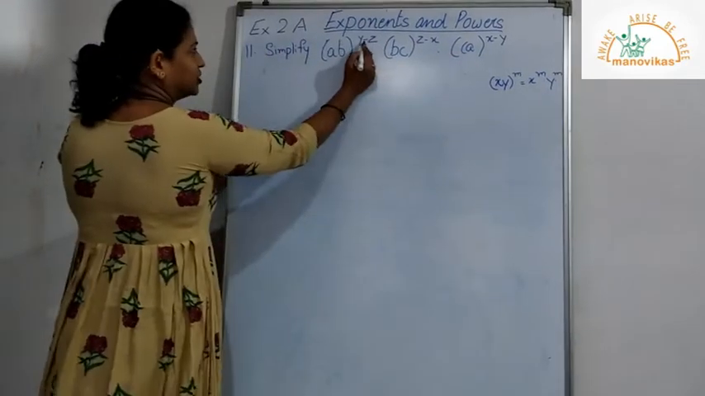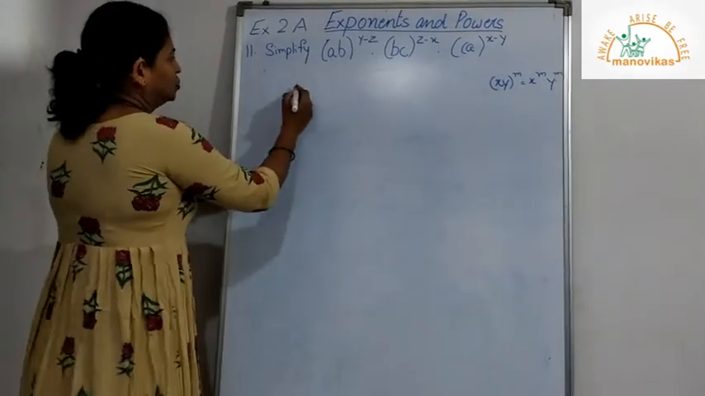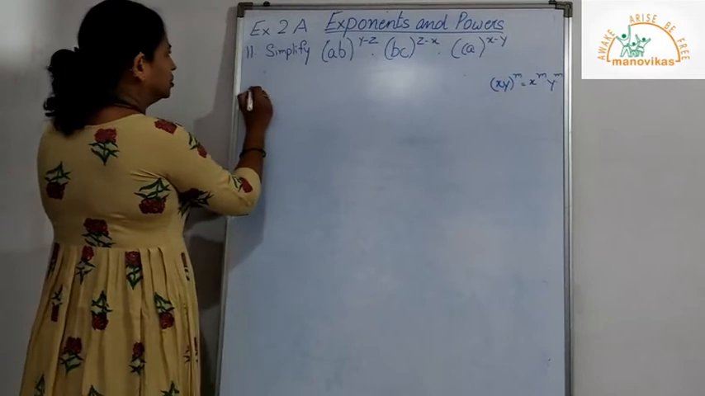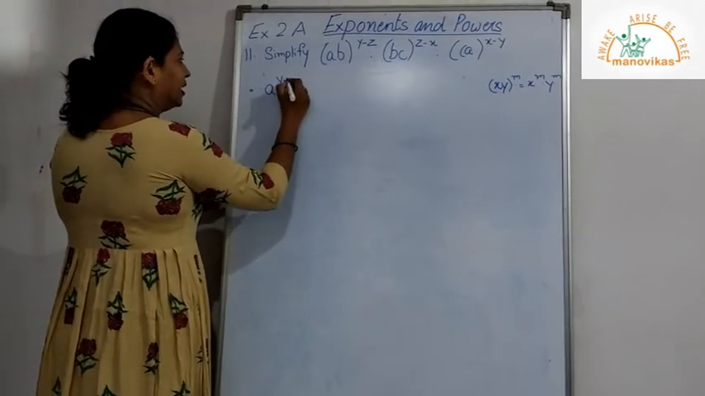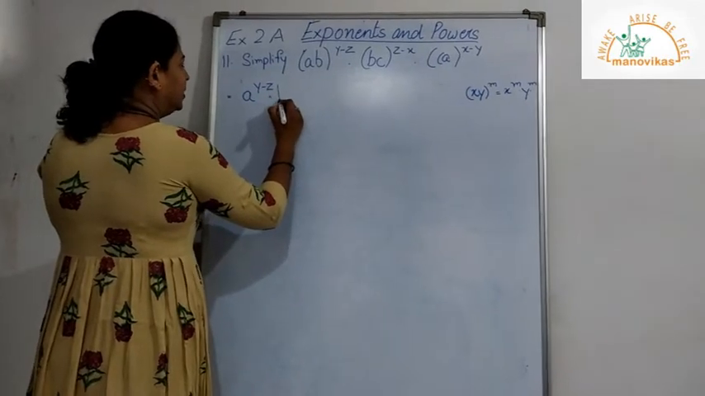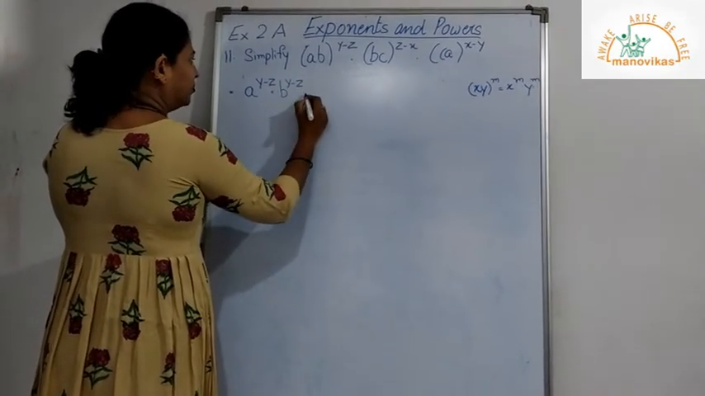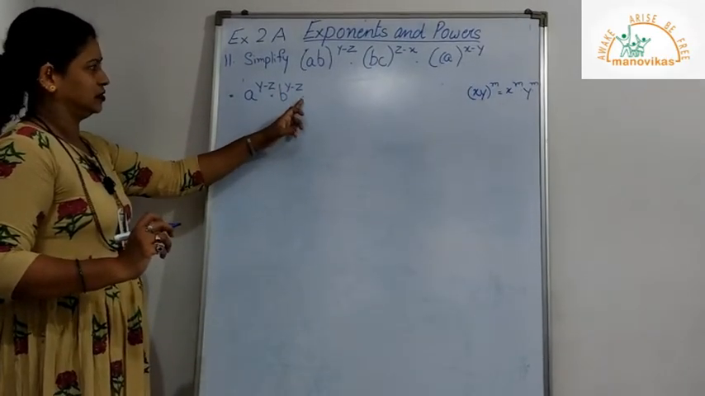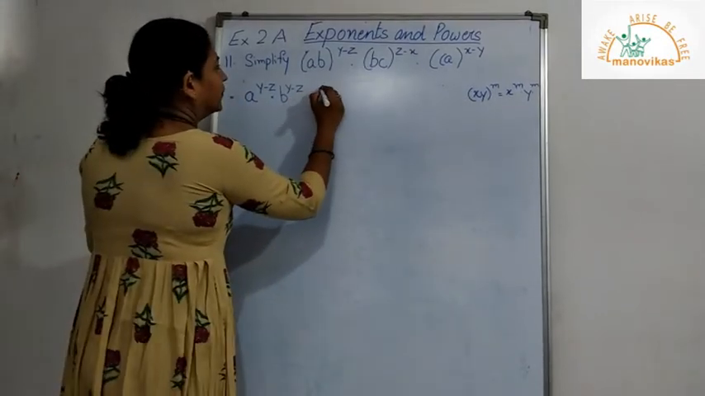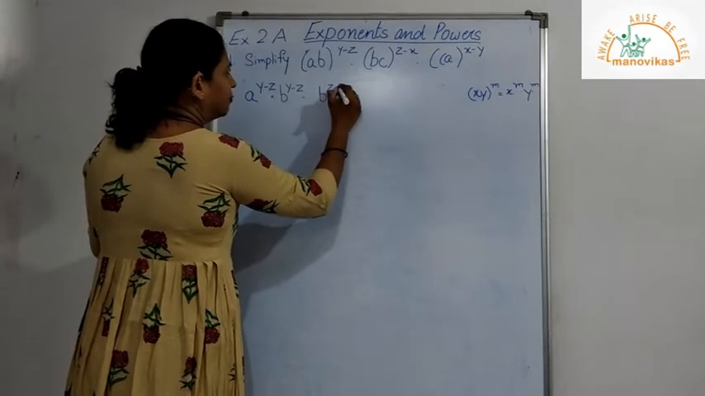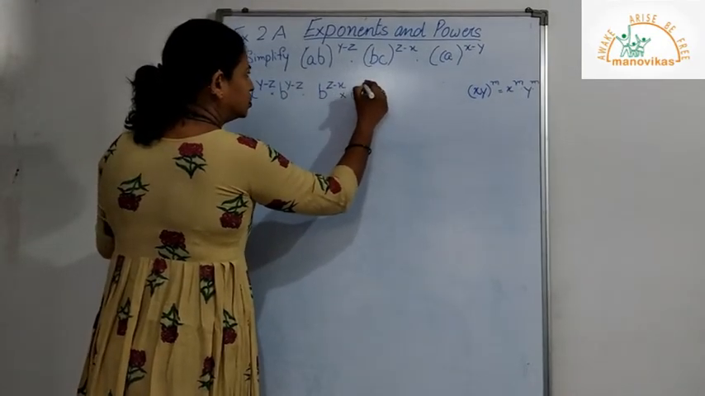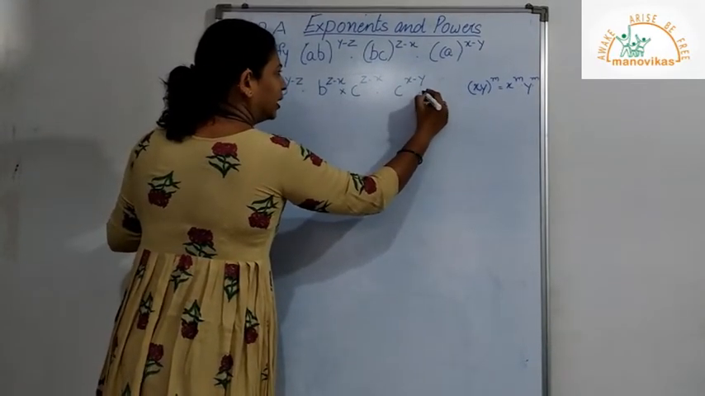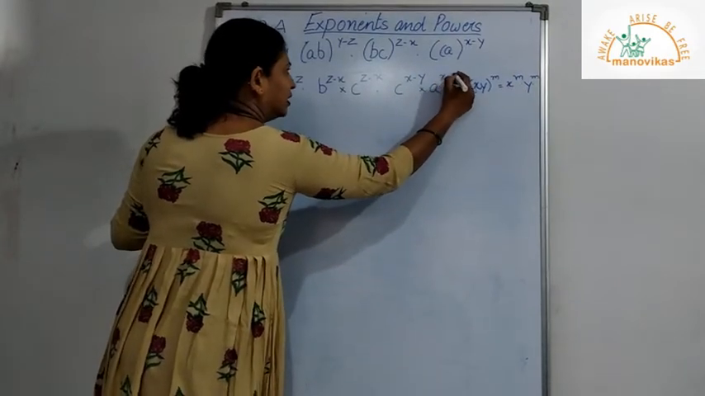So in the same way, the index will be for a as well as b. So we write it as a^(y-z) / b^(y-z) into, now the dot here, we have said in the last video also that dot is also multiplication, b^(z-x) / c^(z-x) into c^(x-y) / a^(x-y).